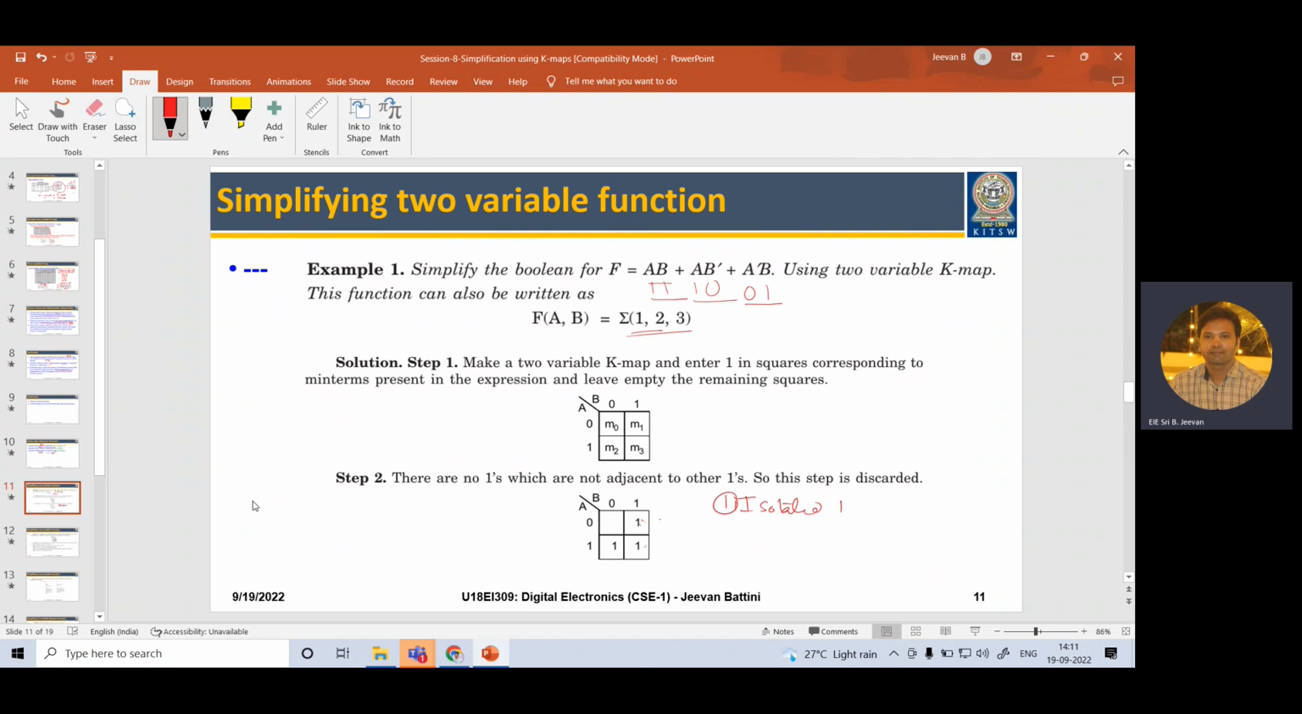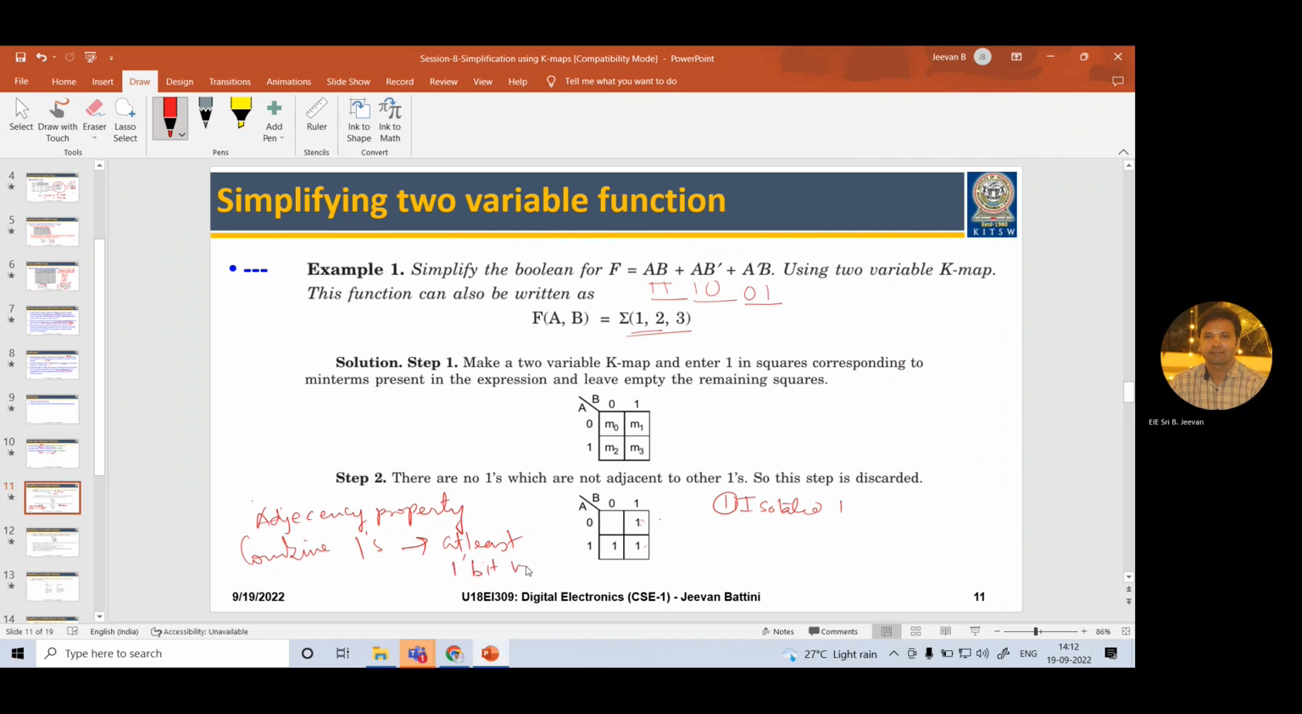So when you are combining ones, you need to follow the adjacency property. At least there should be 1 bit variation. So you can combine these two because only A is changing, B is common. So 1 bit is changing. So no problem, you can combine these two.